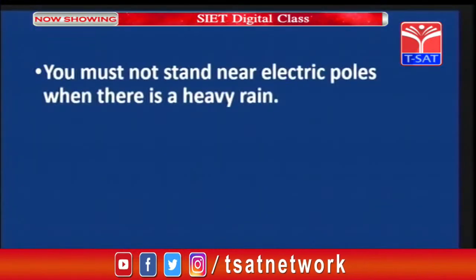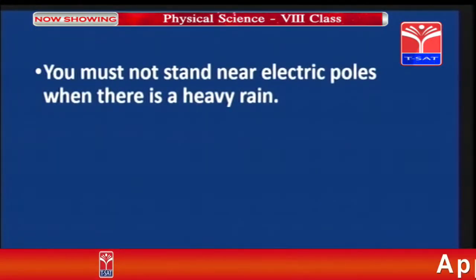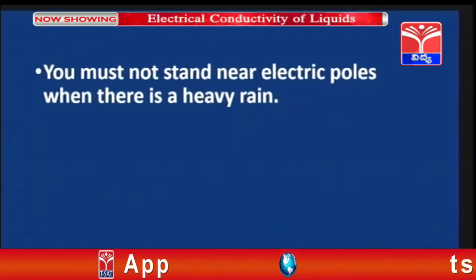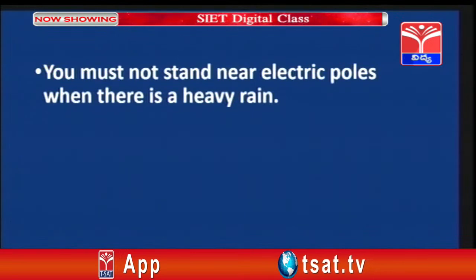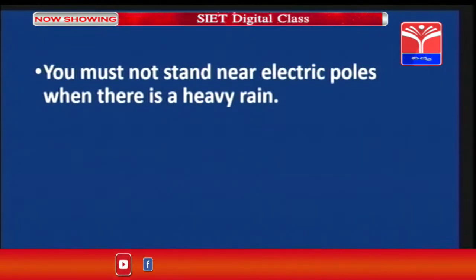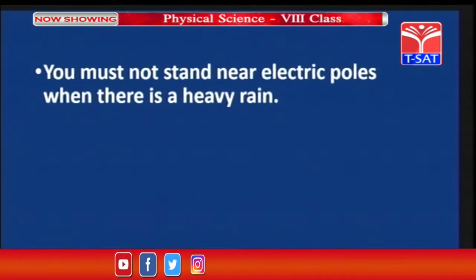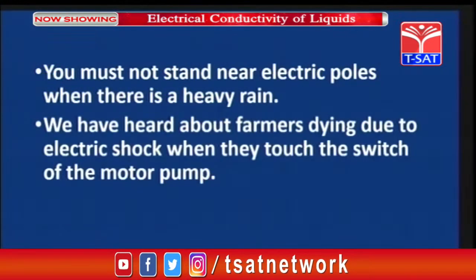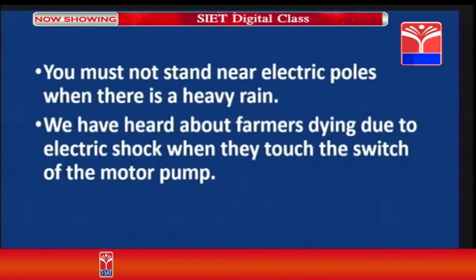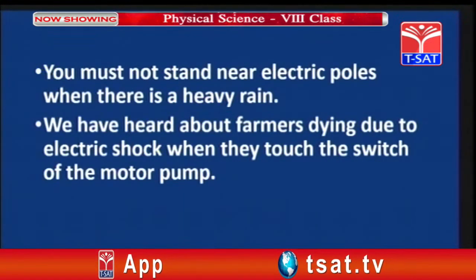You must not stand near electric poles when there is heavy rain. Yes, children? This is also one of the common things that we are warned against. When it is raining heavily, we are not supposed to stand near the electric poles. We have heard about farmers dying due to electric shock when they touch the switch of the motor pump.